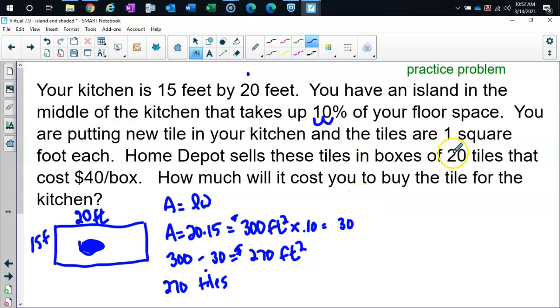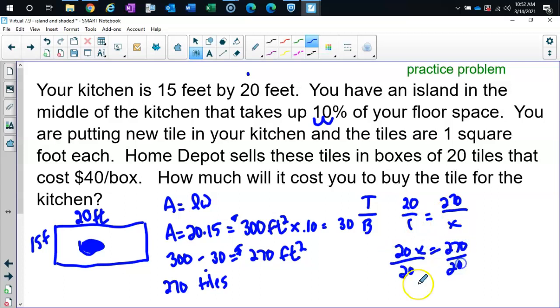Well, what you should have done is this. There are 20 tiles in a box. I'm going to set up a proportion. Tiles over box. That's my cheater fraction. 20 tiles in 1 box. We need 270 tiles for X boxes. Cross multiply. 20 times X is 20X. 1 times 270 is 270. Divide both sides by 20, and we end up with 13.5. So you should say you need 14 boxes.